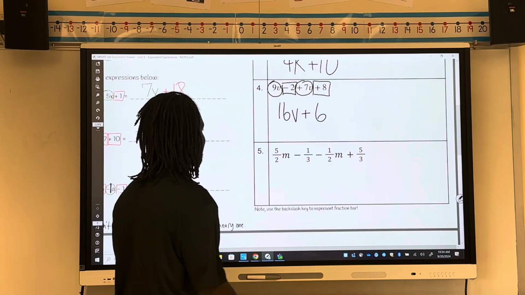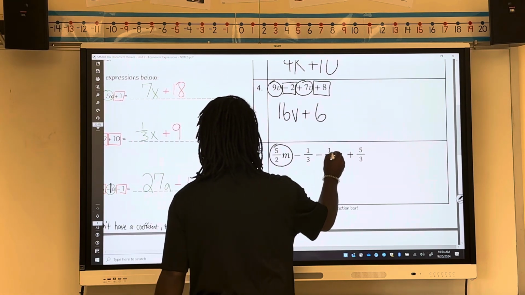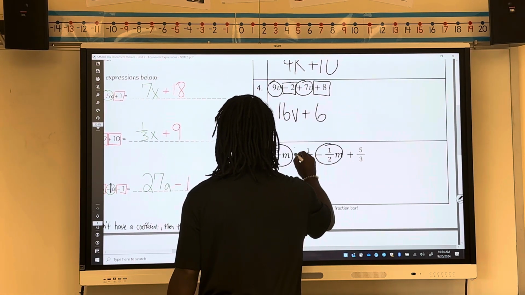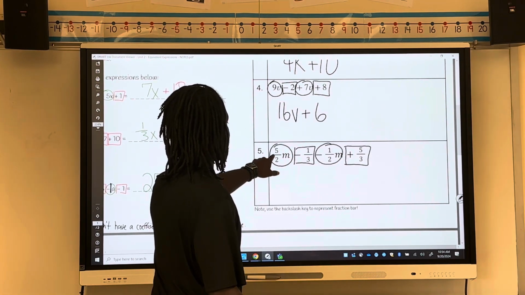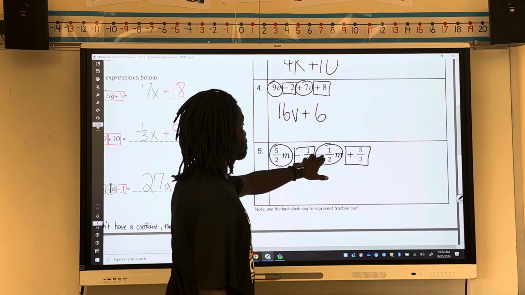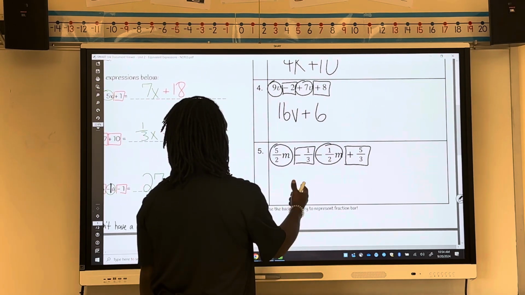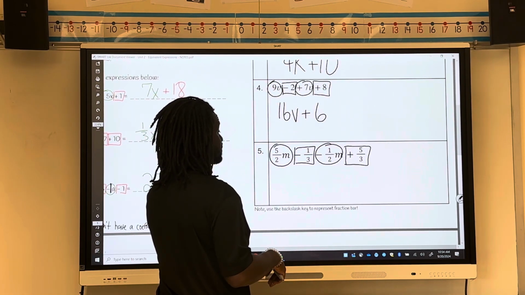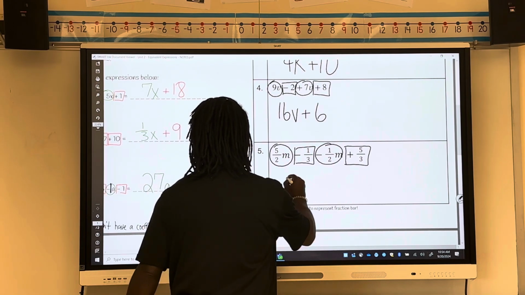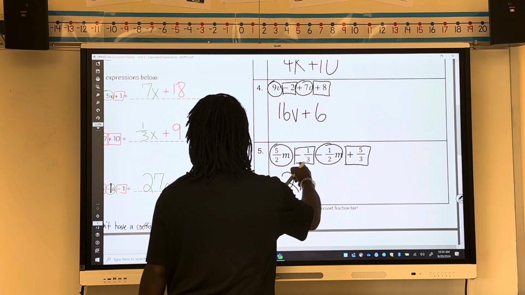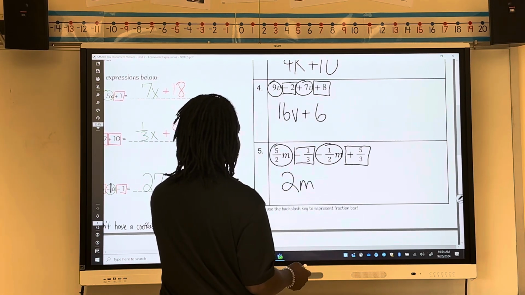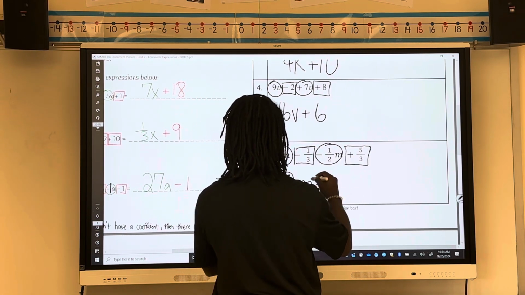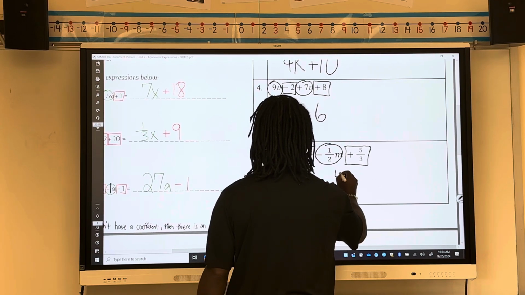All right. And then lastly, okay, we got 5 over 2m minus 1/2 m. When I do that, that's going to give me 4 over 2, which is actually just 2m. And then negative 1/3 plus 5/3 is going to give me plus 4/3.